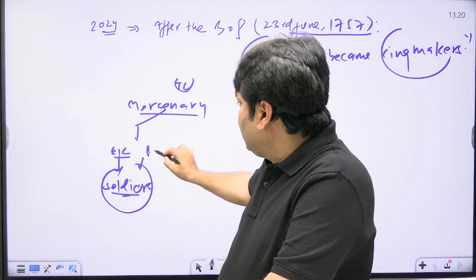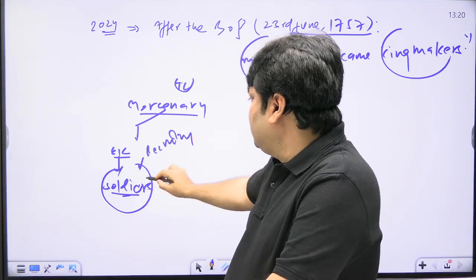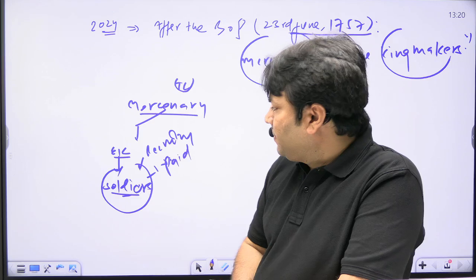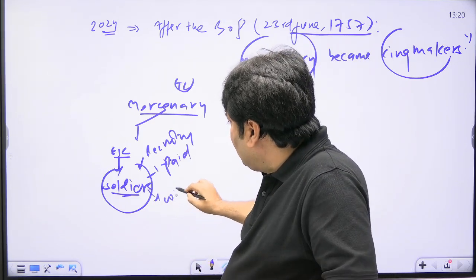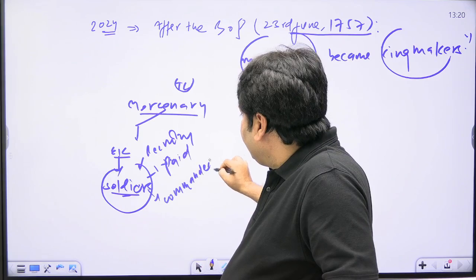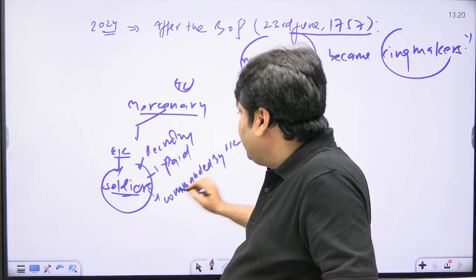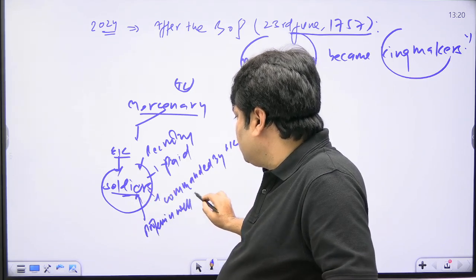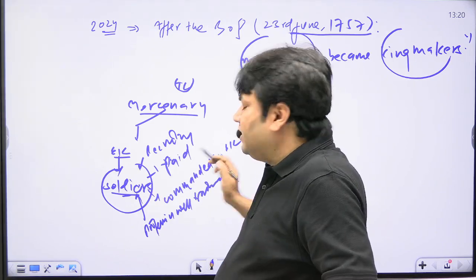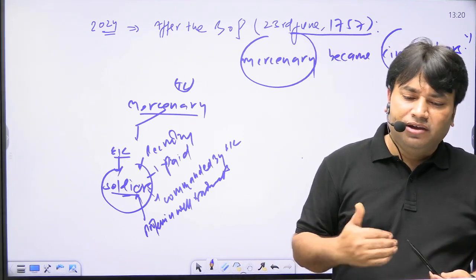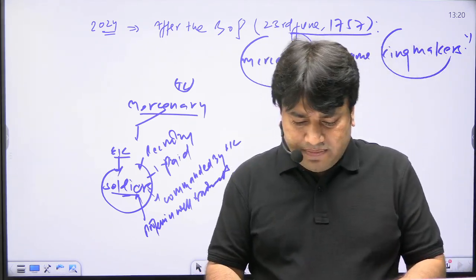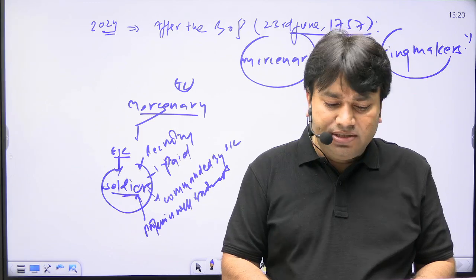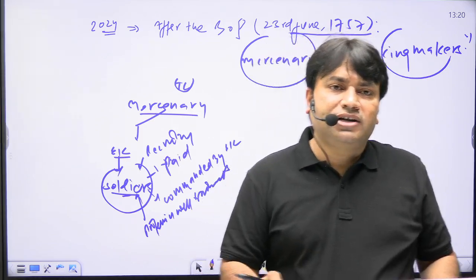Soldiers. And not only recruiting soldiers, but these soldiers are also paid by the East India Company, and these soldiers are also commanded by the East India Company, right? And they are professionally well trained soldiers. Okay, that's why we are calling them mercenary, right? This is point one.